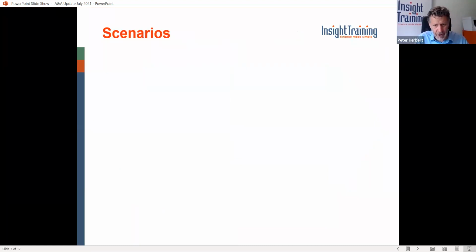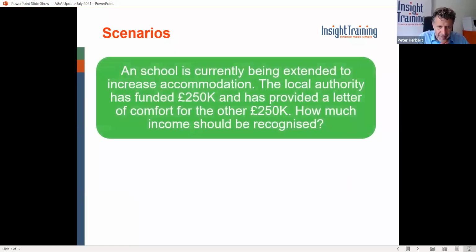Okay, let's look at some practical scenarios. Here's the first one. The school is currently being extended to increase accommodation. The local authority has funded 250k and has provided a letter of support, a letter of comfort, for the other 250k. How much income should be recognised? Well, the first 250k, one would imagine, will be pretty straightforward. That's going to be brought in. It's already been provided. So debit bank and credit SOFA.